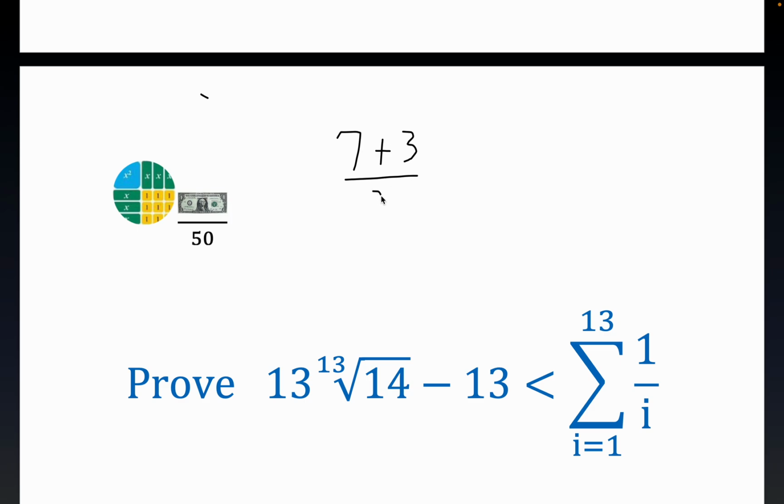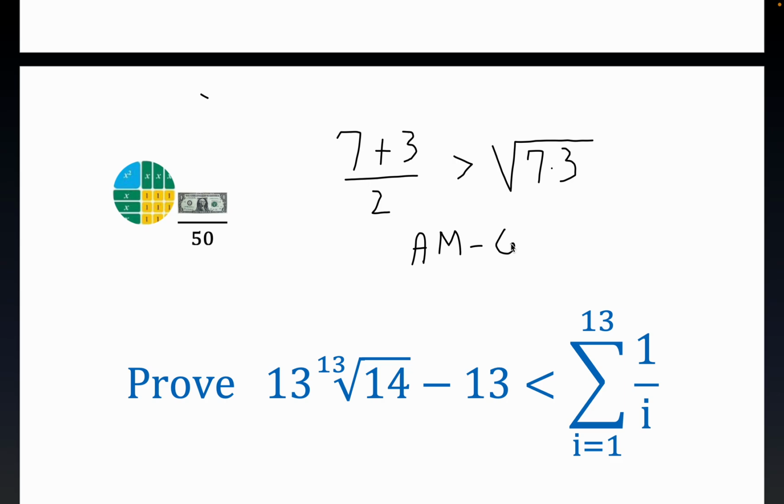7 plus 3 over 2 is the arithmetic mean of 7 and 3. That's always going to be greater than the square root of the product of those two values. So I'll put 7 times 3 here. And it's strict. If they're equal, then there would be an equal sign in here. But anyway, this is the arithmetic mean. This is sometimes called the GM inequality.